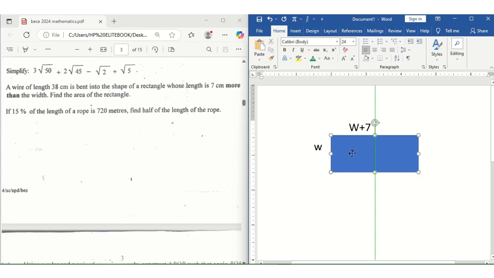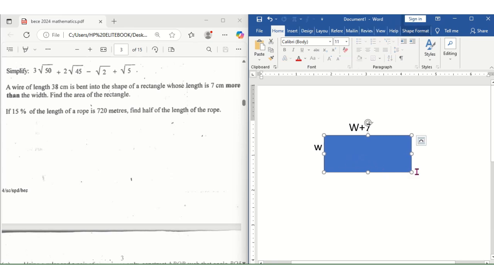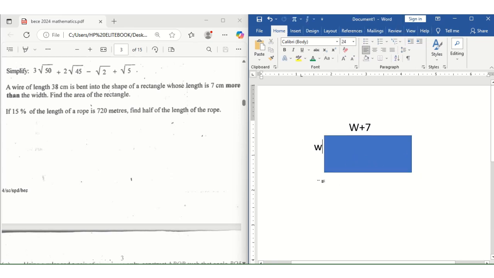So as you can see from this diagram, the wire was bent to form this rectangle, whose length is 7 centimeters more than the width. It means we need to know the width first. After knowing the width, then we add 7 to the width to get the length of the rectangle. All right.